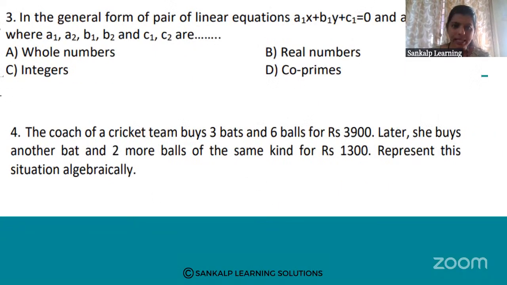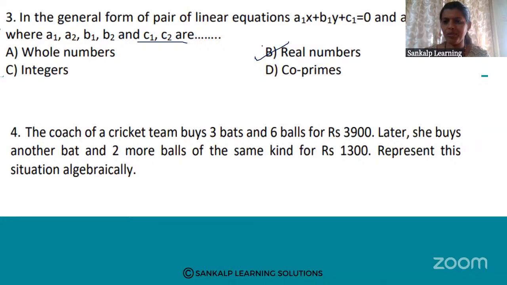Next, in the general form of a pair of linear equations a1x plus b1y plus c1 is equal to 0 and a2x plus b2y plus c2 equal to 0, where a1, a2, b1, b2 and c1, c2 are called what, whether whole numbers or real numbers or integers or co-primes? What are they? These all are real numbers. Okay.